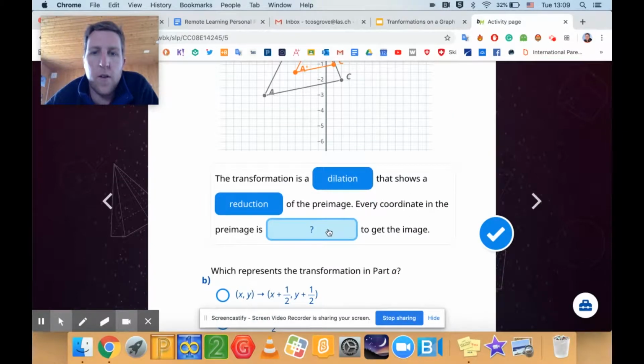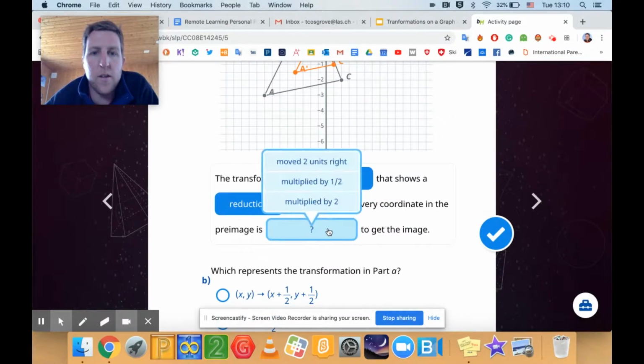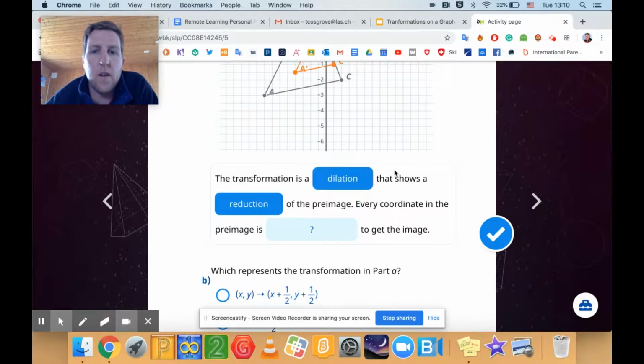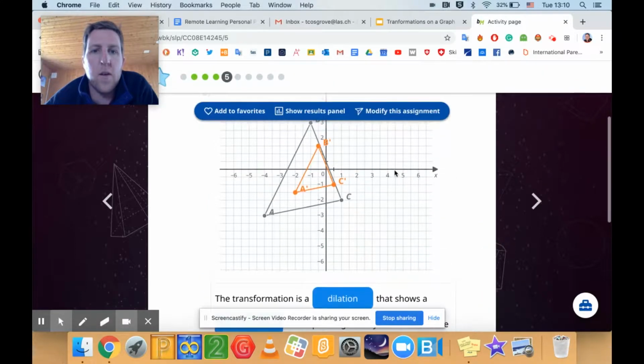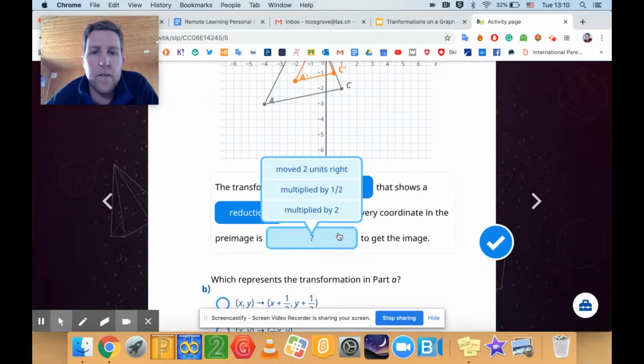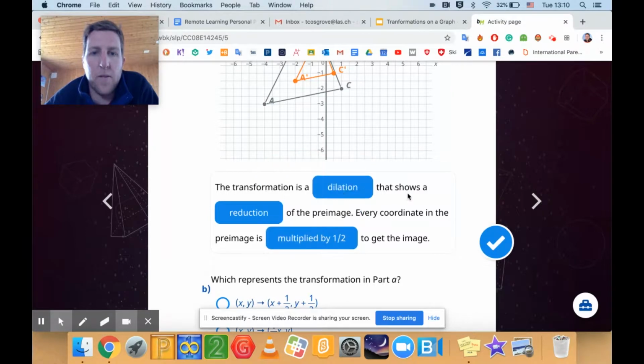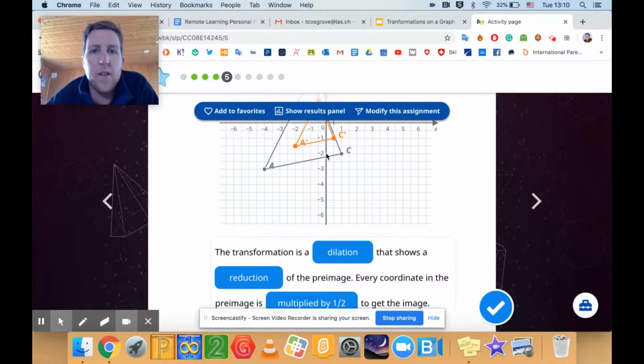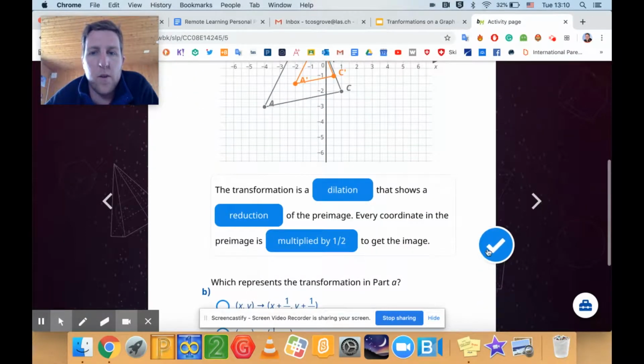And every coordinate in the pre-image is multiplied by 2, multiplied by a half, or moved 2 units to the right. I'm going to leave this one for you guys to think about on BuzzMath and show you in 2 seconds. Okay, so this is multiplied by a half because it's shrinking down. The number has to be between 0 and 1.